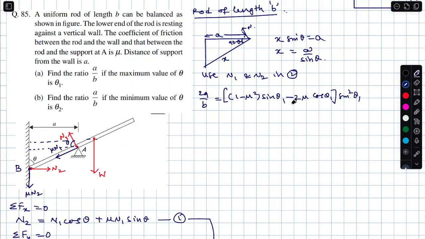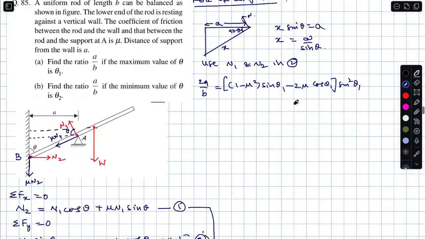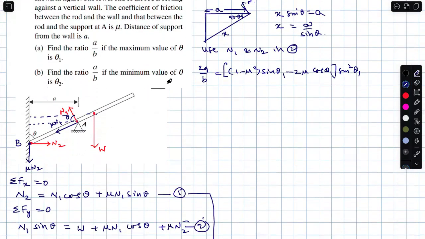Okay, that is the first part of the question. Find the maximum I have given. See, for this simple case, the directions of friction will change. Means opposite to previous case.